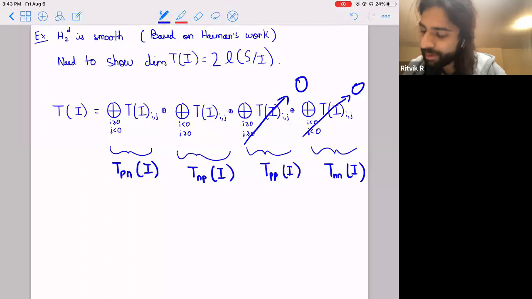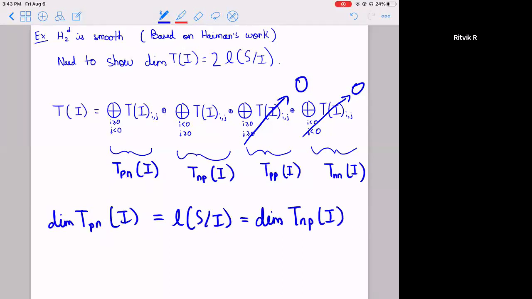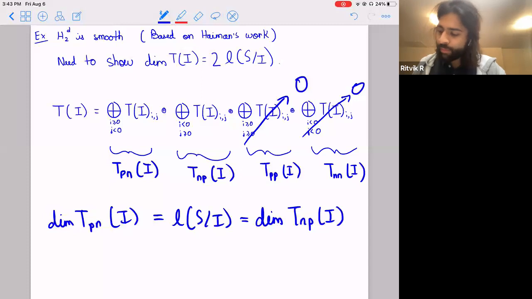And Haiman's argument, if you were to use it, essentially shows the following. It shows that the tangent space to the Hilbert scheme at I has dimension the length of the ideal, which is the dimension of T_Np of I. So that's what Mark Haiman's work shows, and this implies that the Hilbert scheme is smooth.